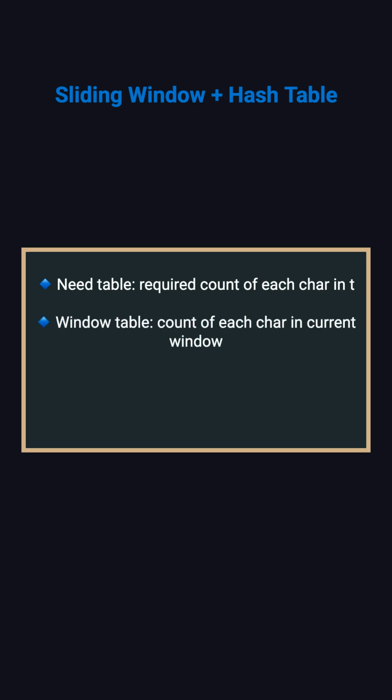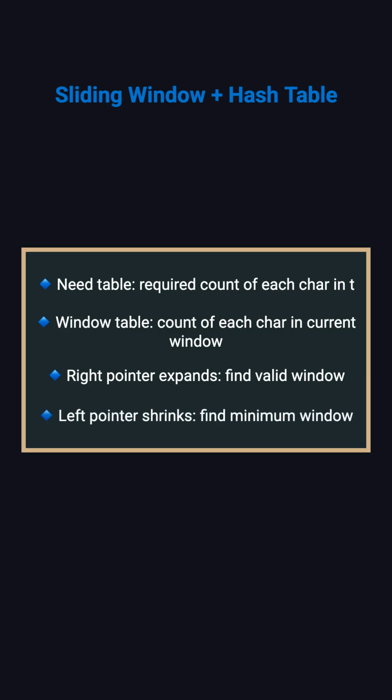The optimal solution uses sliding window with two hash tables. One hash table records the required count of each character in T, the other records counts in the current window. The right pointer expands the window until it contains all characters from T, then the left pointer shrinks it to find the minimum valid window.